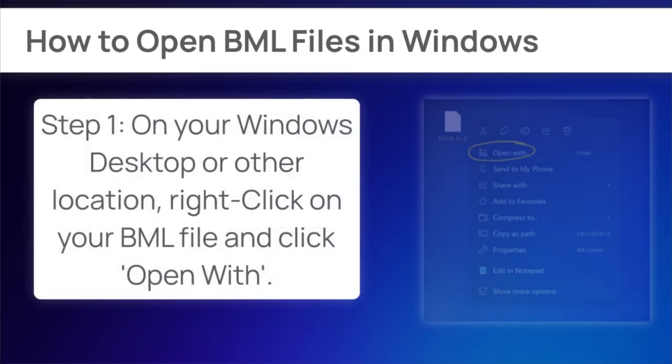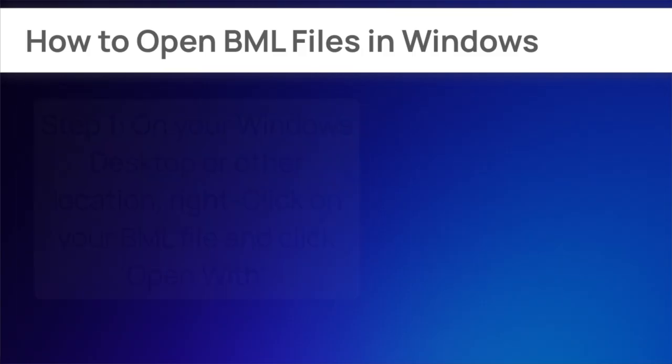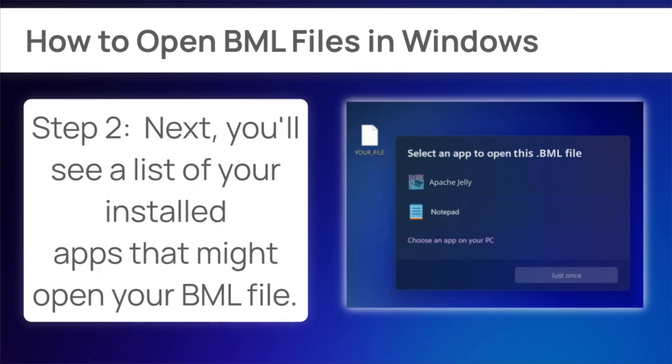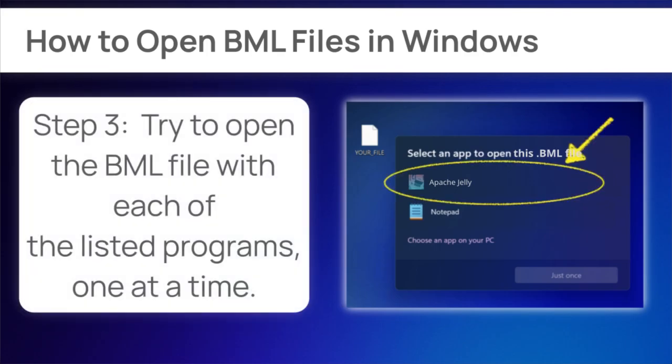We'll begin by checking potential openers. Right-click the BML file and click Open With. If Apache Jelly is present, use that first. If it's missing, select another program. A quick test will reveal the right app.